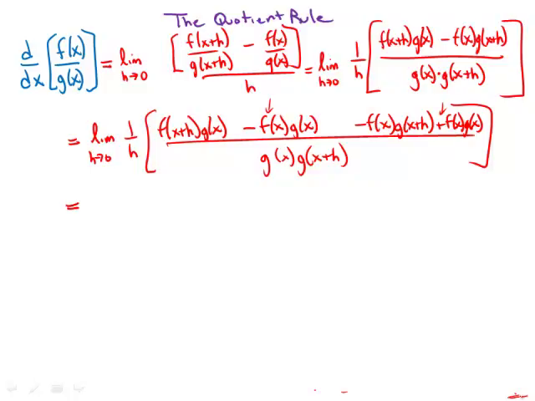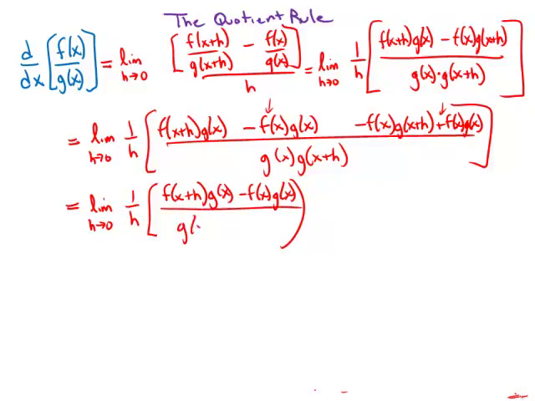So, now what I'm going to do is split this up into two fractions. So we have a limit as h goes to 0. I'm going to have a 1 over h. I'm going to have this first fraction, which is f of x plus h, g of x, minus f of x, g of x. This is over g of x times g of x plus h.